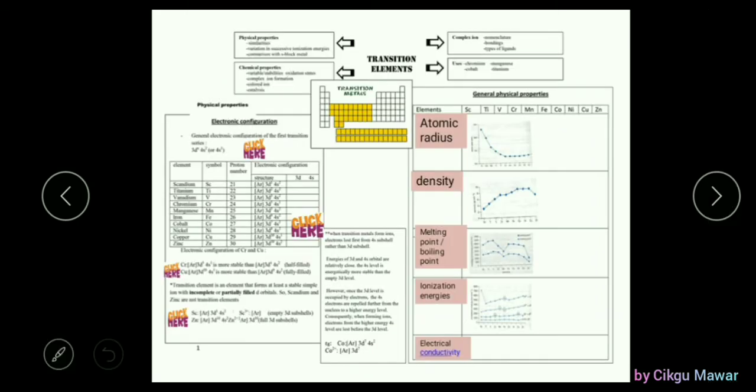As a conclusion, across the transition elements, atomic radius and melting point are decreasing, while density, ionization energy, and electrical conductivity are increasing when going across the period.